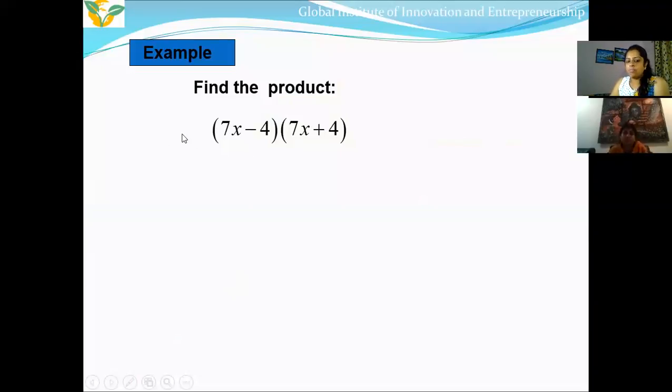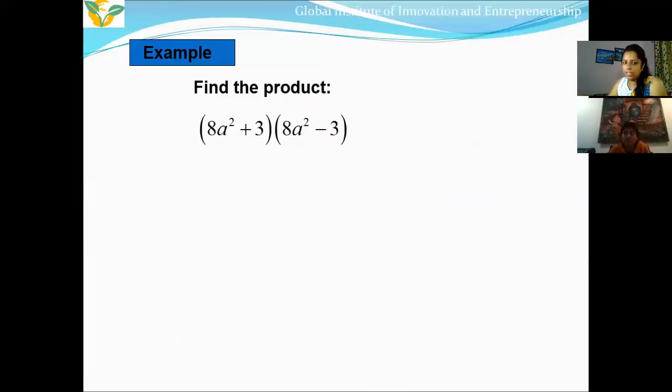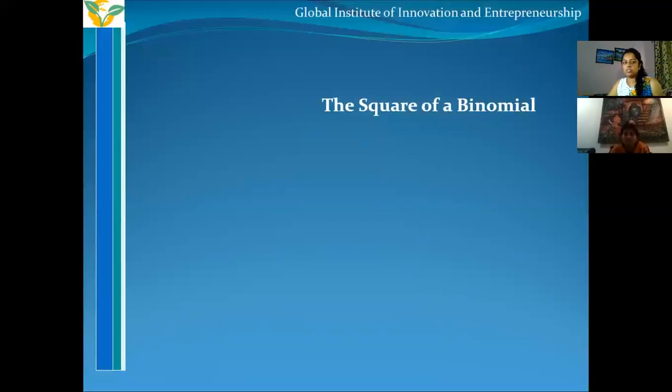So I've given an example here. Find the product: 7x minus 4, 7x plus 4. In this case, you can apply all three methods. I told you already how to simplify using the brackets, by using the FOIL method, and by using the identity which we have come across, that is a plus b into a minus b. Similarly, the two examples are there. Please just go home and solve them.